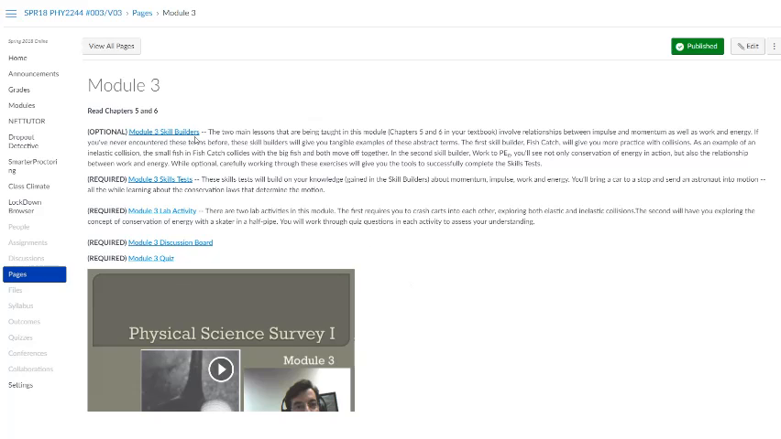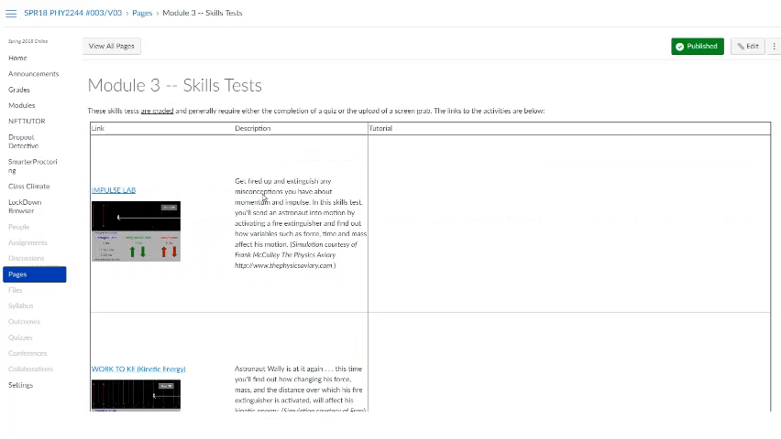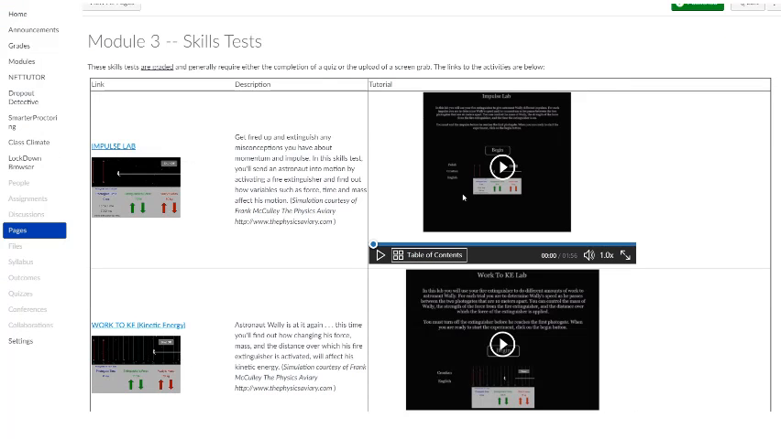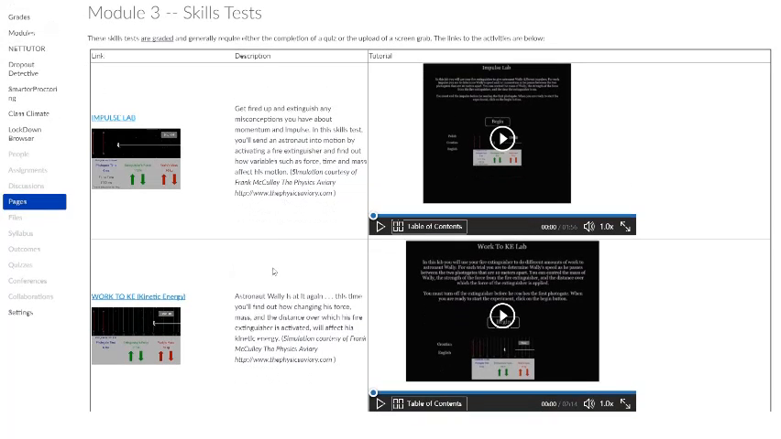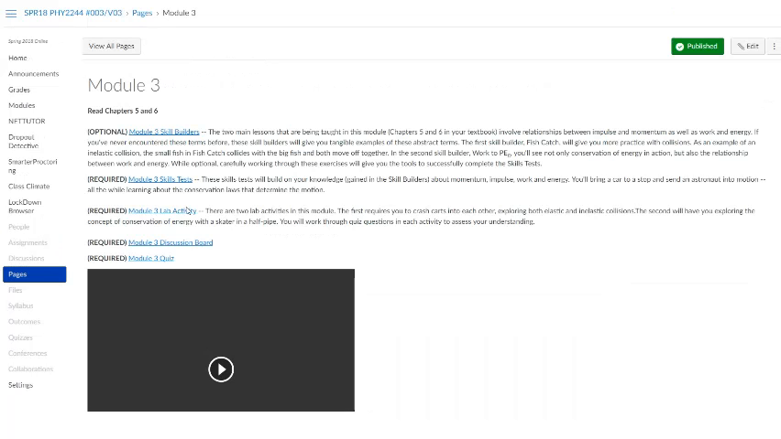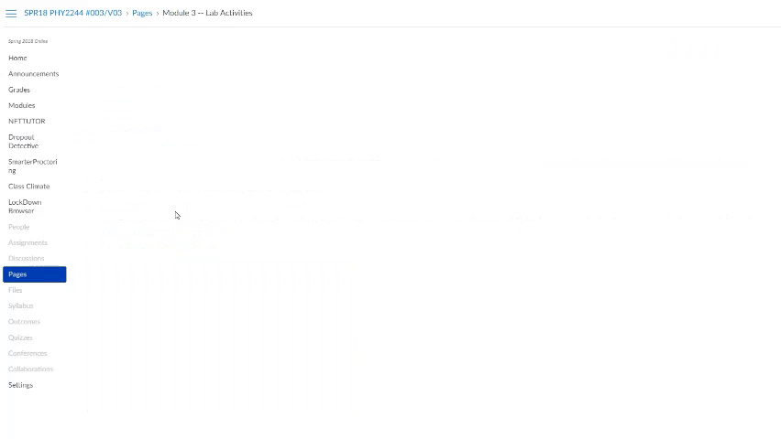Now notice that there are 2 skills tests in this module. There's one that's essentially about momentum and impulse. And again, I encourage you to watch these little tutorial videos. These are much shorter. There's only 2 minutes where you can actually learn how to manipulate the simulation. Same thing with this, it's about 2 minutes long, about work to kinetic energy. Those are both skills tests. There are lab activities. There's 2 lab activities that reinforce these same concepts.